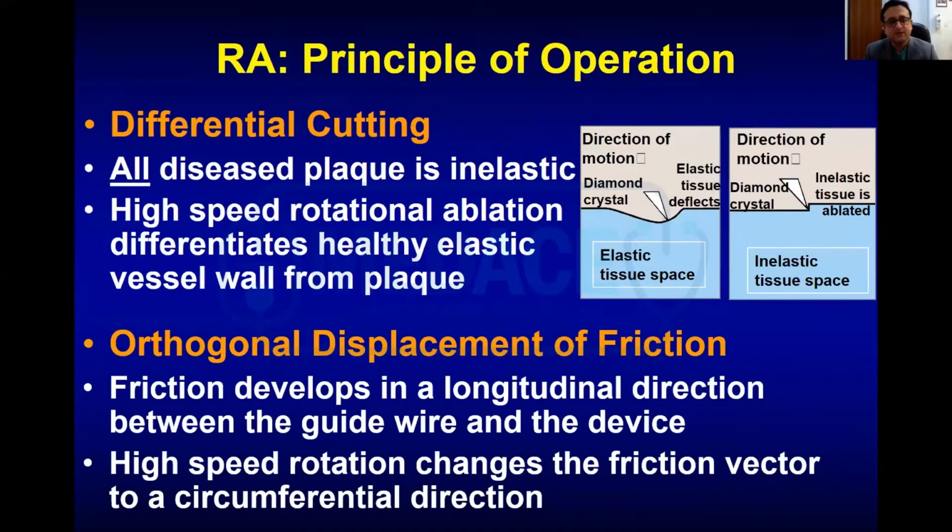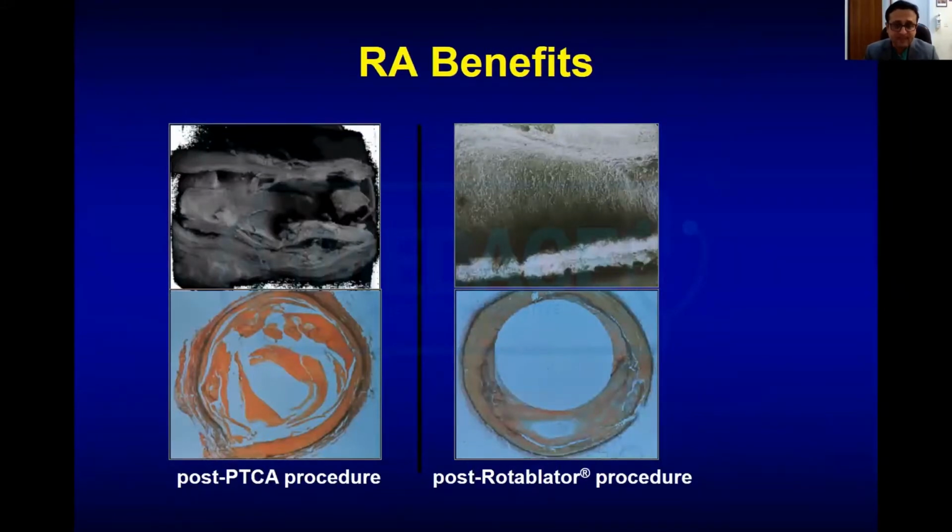How does it work? Differential cutting and orthogonal displacement. So whenever I go for proctoring, especially in a couple of hospitals, I always get asked this question: if you are rotablating the mid LAD, so the Rota burr goes through the proximal LAD, what happens to the proximal LAD? So if your vessel is healthy, it won't really do anything to it, because it only displaces its momentum in areas which are non-elastic. So a healthy vessel is supposed to be elastic. A non-healthy vessel will not be elastic, and that's where it will give resistance to the burr, and that's where it should rotablate.